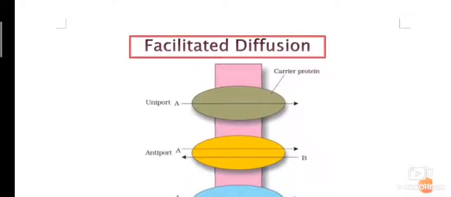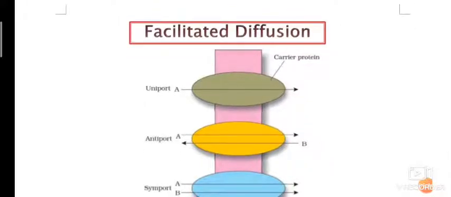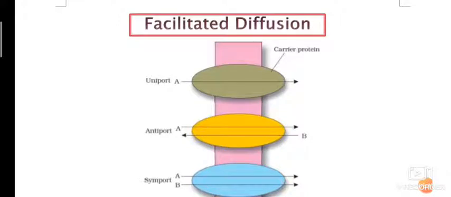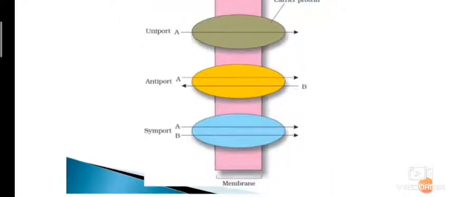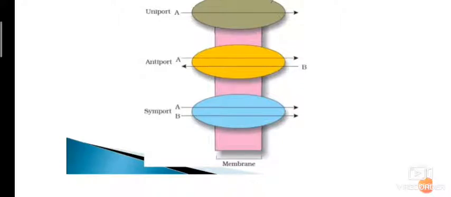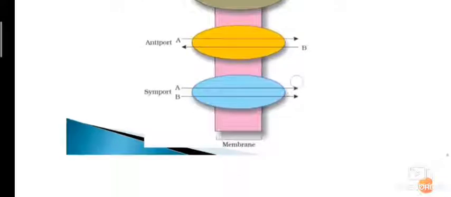See, the facilitated diffusion, the uniport. A single molecule crosses the membrane unidirectionally. Uniport means unidirectional, the same single way. Antiport, one molecule goes forward and the other molecule goes backward. That is called antiport. Symport, both molecules are transferred in the same direction. That's called symport.